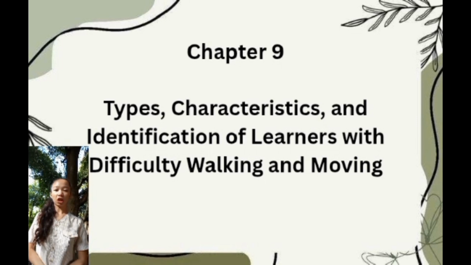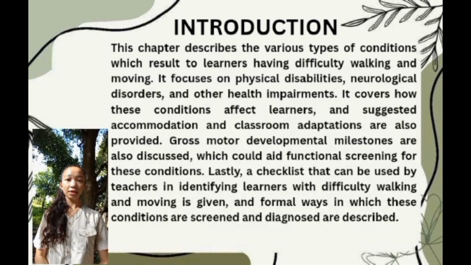I am MATCHICA, and for today, we are going to discuss Chapter 9, which is the types, characteristics, and identification of learners with difficulty walking and moving. For our introduction, this chapter describes the various types of conditions which result in learners having difficulty walking and moving. It focuses on physical disabilities, neurological disorders, and other health impairments.